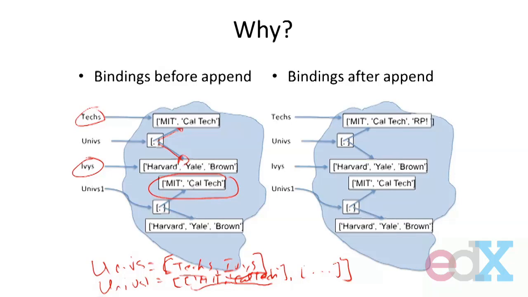Notice text is not pointing to this. There's a new version right there. Ivies is not pointing to this because I created them and inserted them inside of this larger list. That's important because now when I did that append on text, what did it do? It went over here and changed that. It added that into the end of it. That means that univs changes because it sees that. But what about univs 1? This is a completely different list. Nothing changed there.